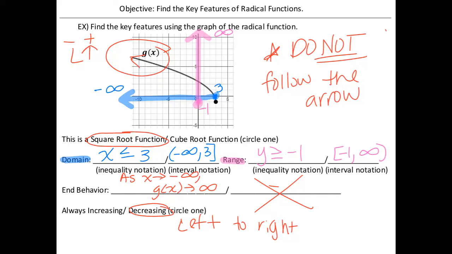All right, do you guys all understand why it's decreasing again? Why is it decreasing? Left to right is decreasing. Do not follow the arrow, okay? You're going from the left to the right is going down.